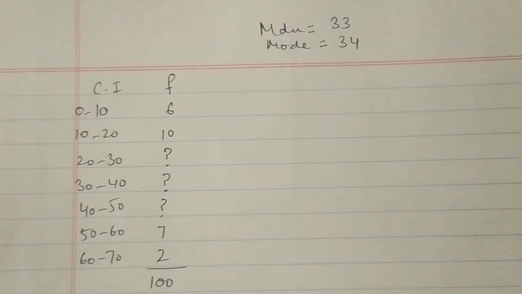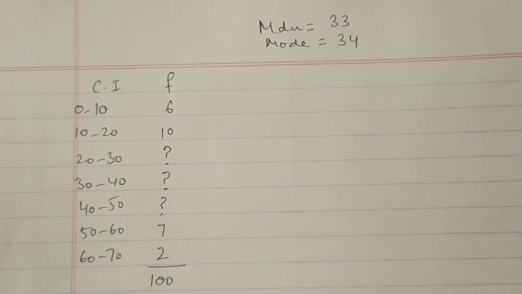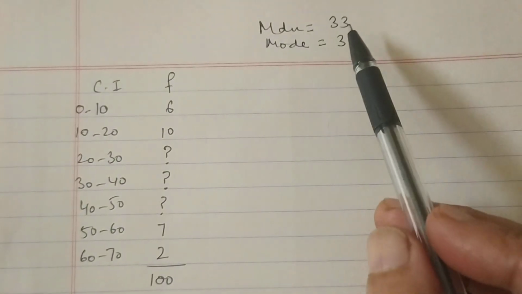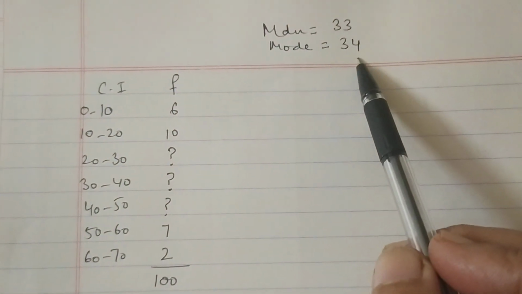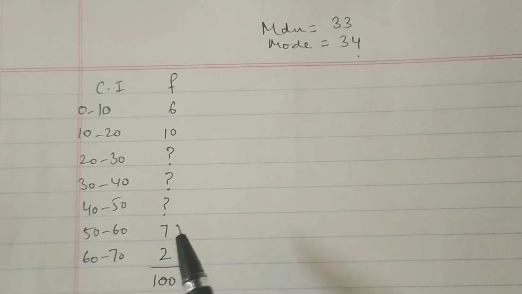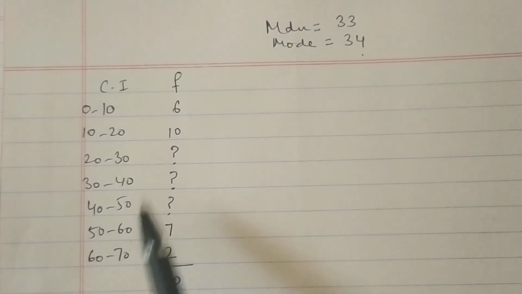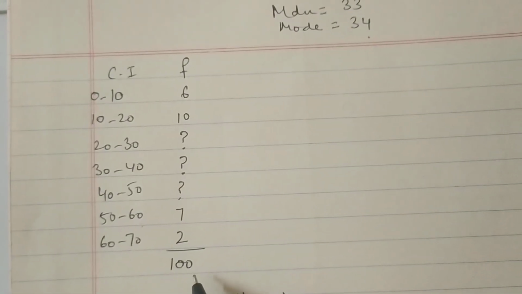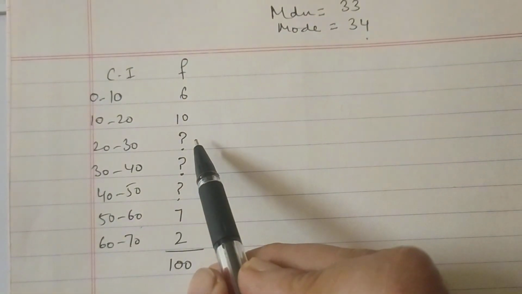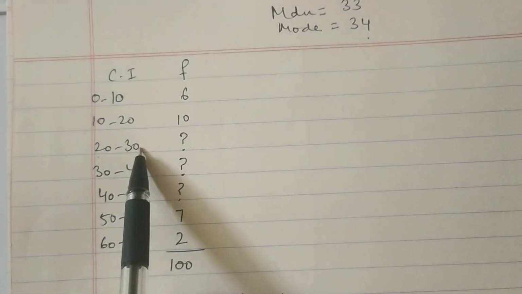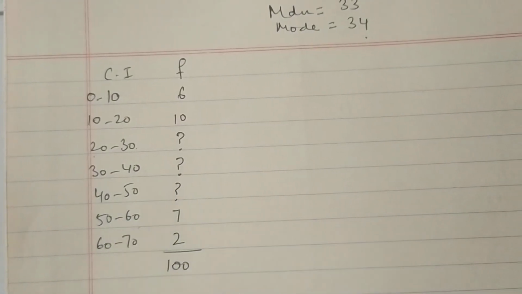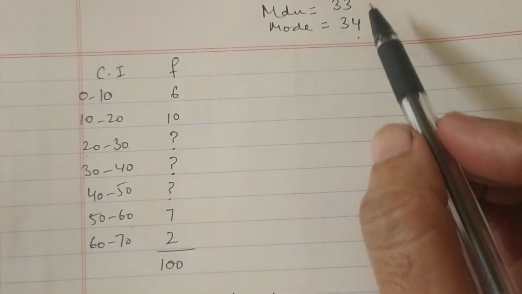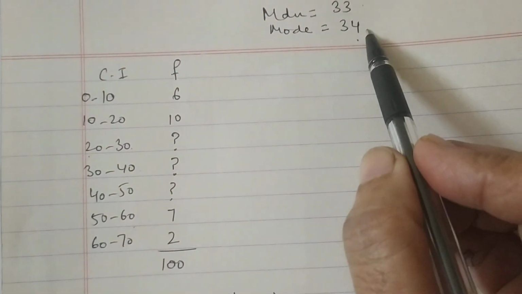Namaskar students. Let us today learn how to find the frequencies when median and mode are given to us. Now in this table we are given the class intervals and the frequencies. Sum of these frequencies is given as 100 and we have to find the frequencies of the class intervals 20 to 30, 30 to 40 and 40 to 50. Means 3 frequencies are unknown to us and median is 33, mode is 34.